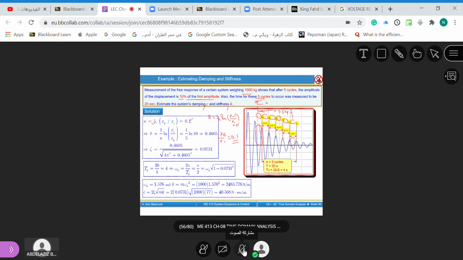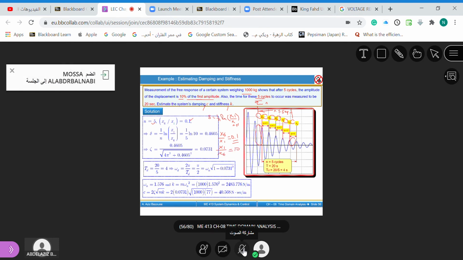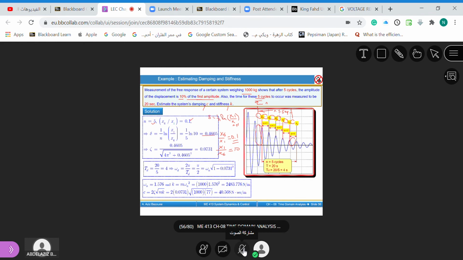So now if we substitute in the formula for delta, we have 1 over n, where n is 5, and X1 over X6 will be 10, because it is the reciprocal of this. X1 over X6 will be equal to 10. If you calculate this, you will find 0.4605. And now if you solve for zeta from the previous formula, you will find delta is 0.4605.